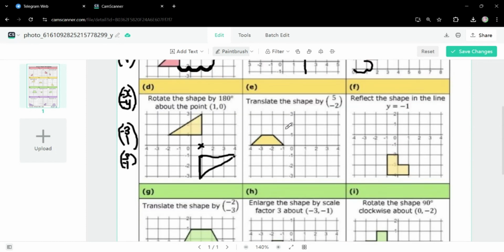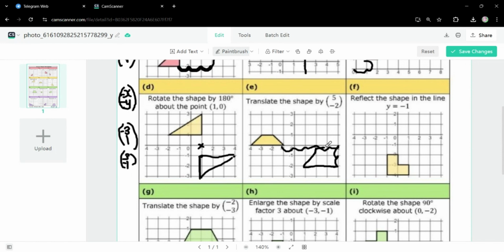Okay, so we get that as the answer. Now we're doing the next question. Translate the shape by the vector (3, -2). Okay, so now move 3 units to the right. Oh, sorry, move 5 units to the right, 2 units down, and you get this shape.